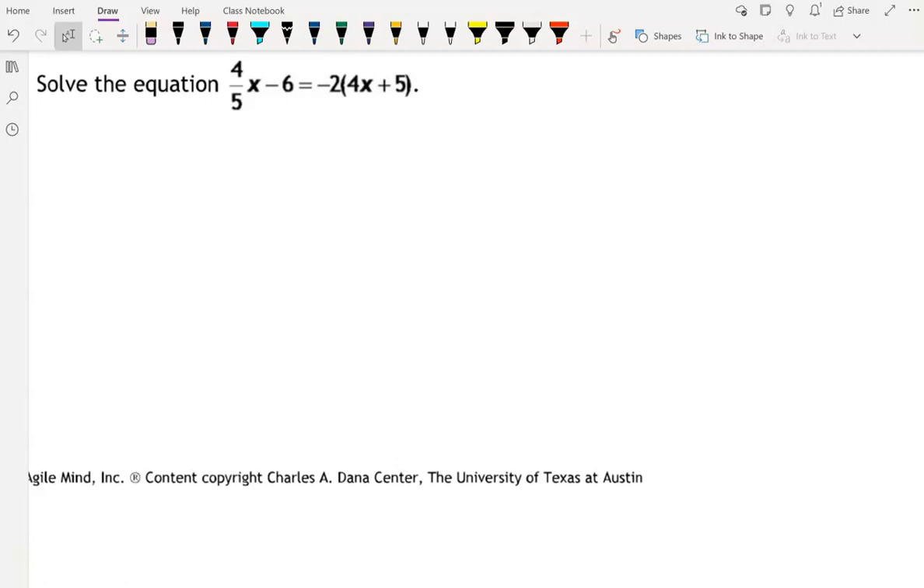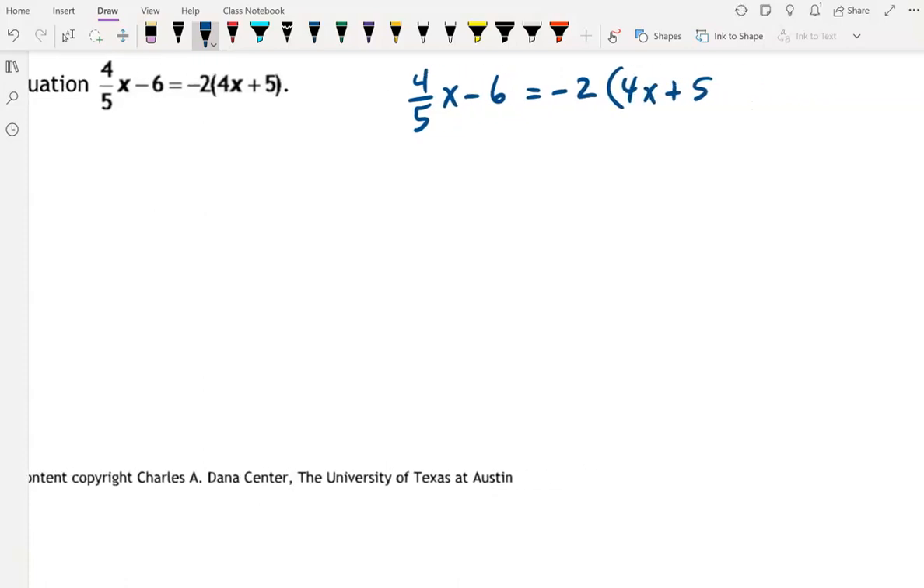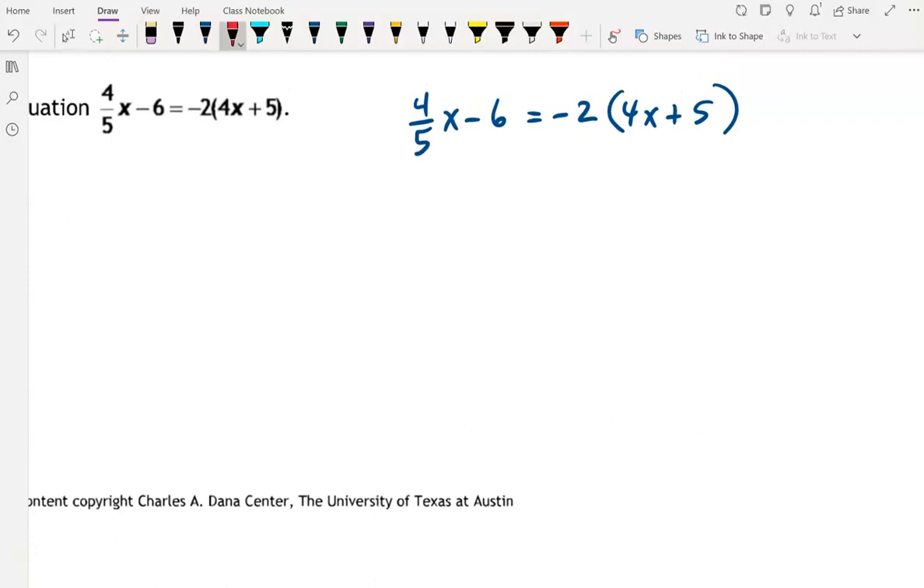It is 4/5 times x minus 6 equals negative 2 times the quantity 4x plus 5. Well, let's begin first of all by, I'm just going to rewrite this. That's going to make my life easier. So 4/5 times x minus 6 equals negative 2 multiplied by 4x plus 5. And I'm just going to move everything over here. There we go.